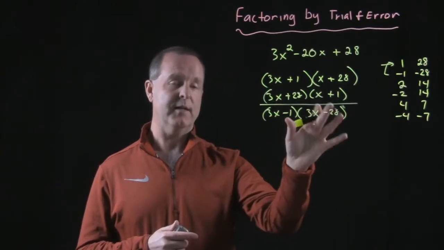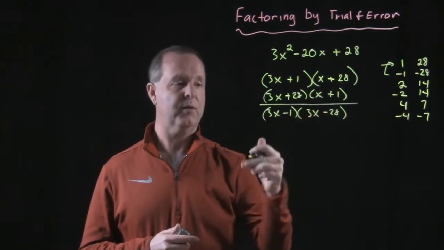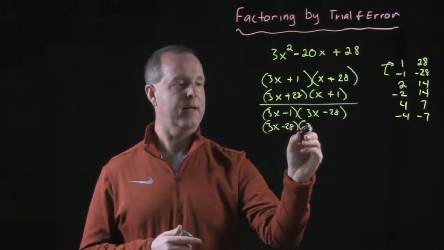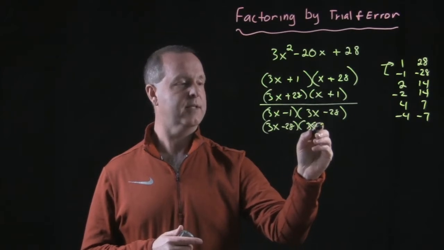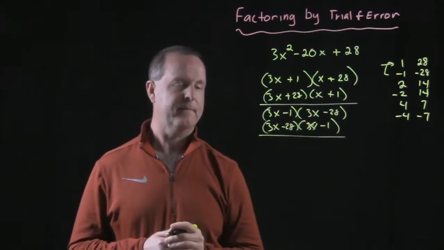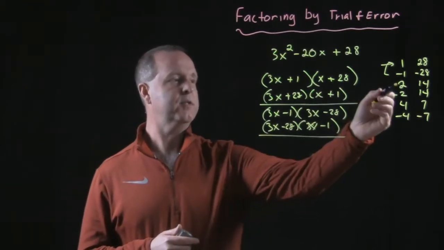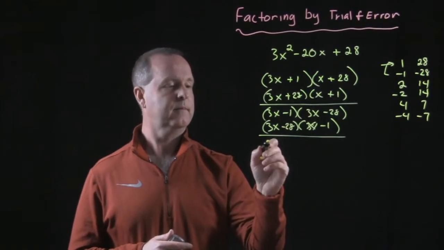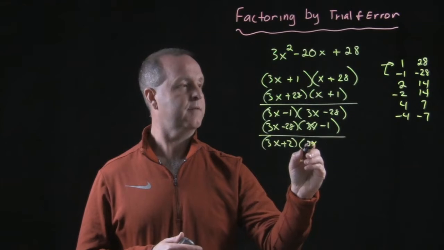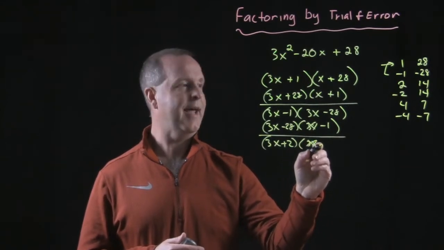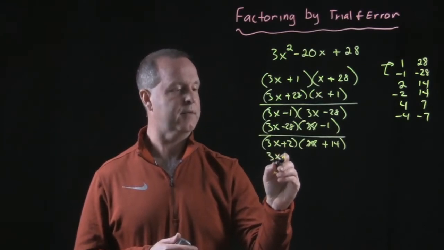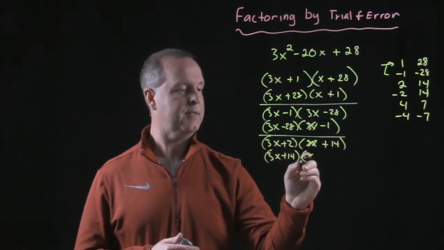I don't know if the negative 1 and 28 is in the right spot. They might have to go the other direction. So I have to try 3x minus 28 and, sorry, just an x minus a 1. There's those two sets. Now I have to do sets for this next pair. 3x plus a 2 and, sorry, x again, x plus a 14. And switch those around, so 3x plus a 14 times x plus a 2.